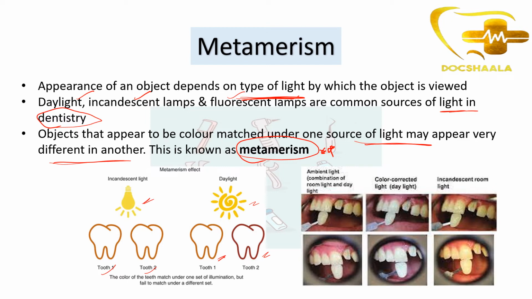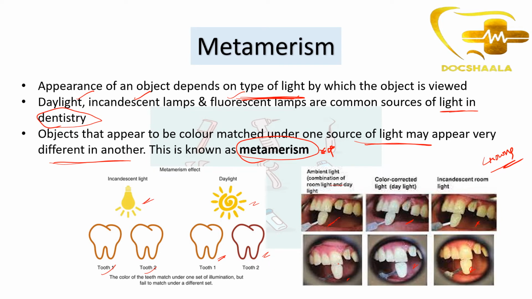Here we can see how we use this metamerism effect to select crowns and background colors. When ambient light, that is a combination of room light and daylight, is there, it looks like one color, similar to that of the teeth color. But when color corrected, with only daylight and incandescent room light, depending upon that we select the tooth or crown color which we want.